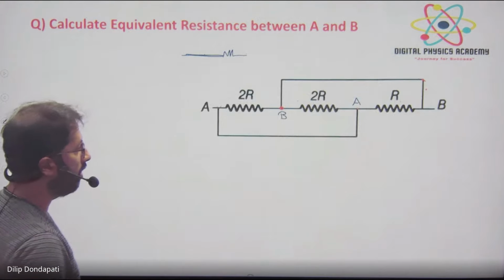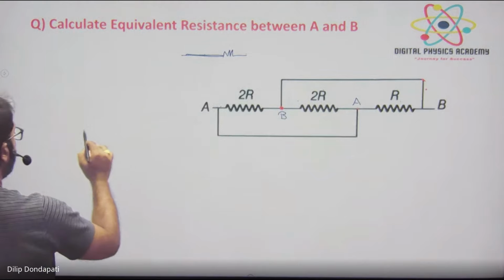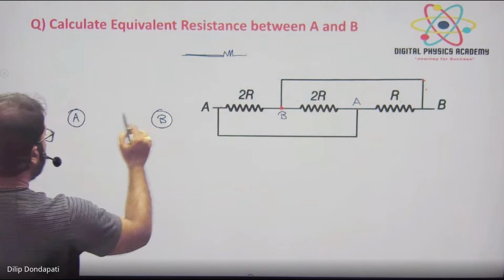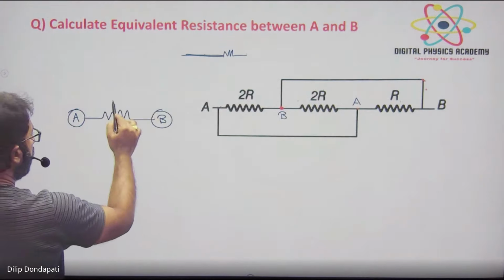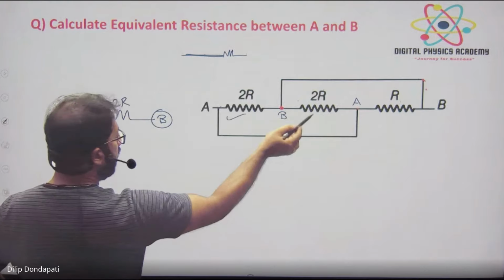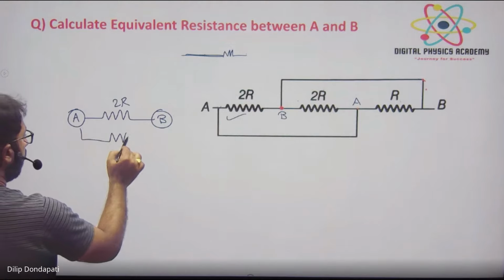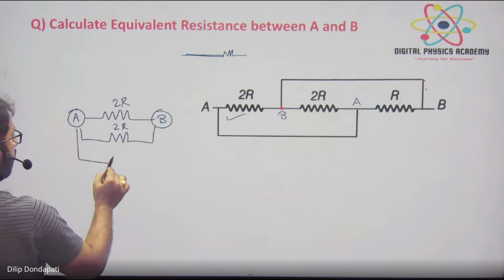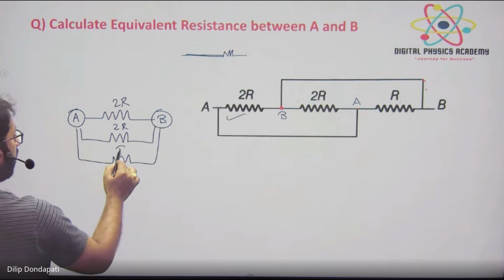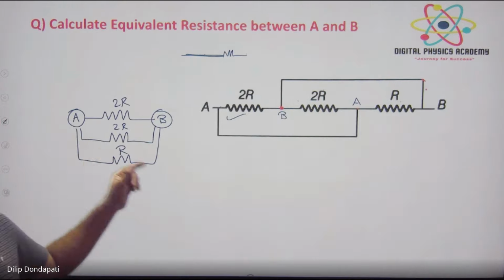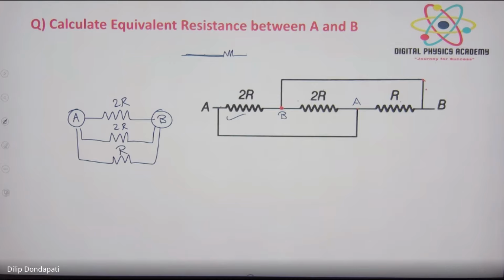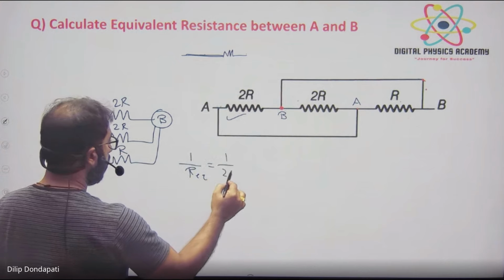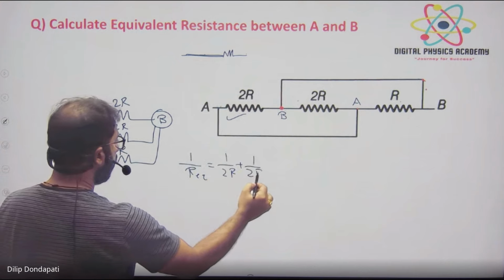So I want R equivalent only. How many potentials are there? Totally 2 potentials only, A and B. So between A and B there is 1 resistor 2R, and between B and A again 1 resistor 2R, and between A and B 1 resistor R. That means indirectly these 3 resistors are connected in parallel. So now find the parallel: 1 by R equivalent is equal to 1 by 2R plus 1 by 2R plus 1 by R.